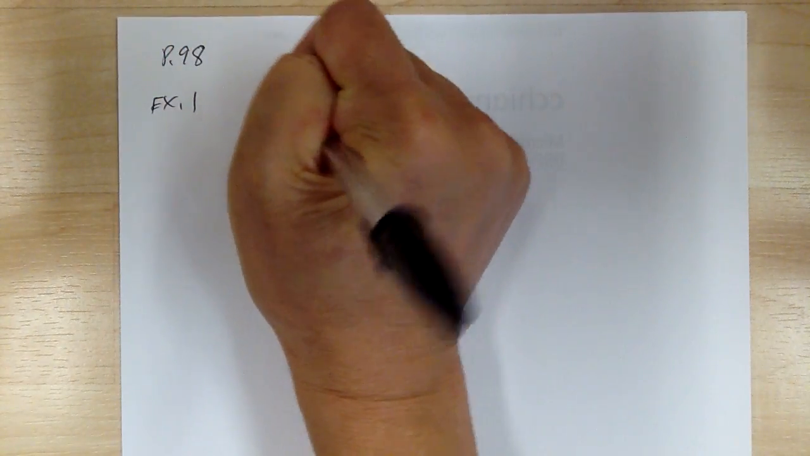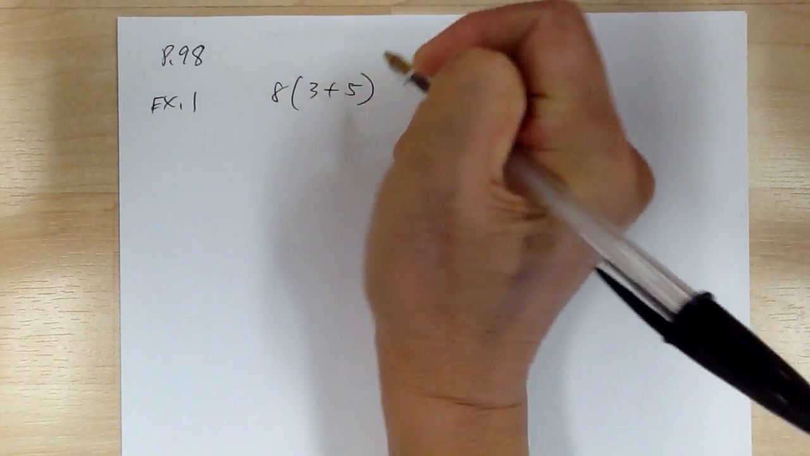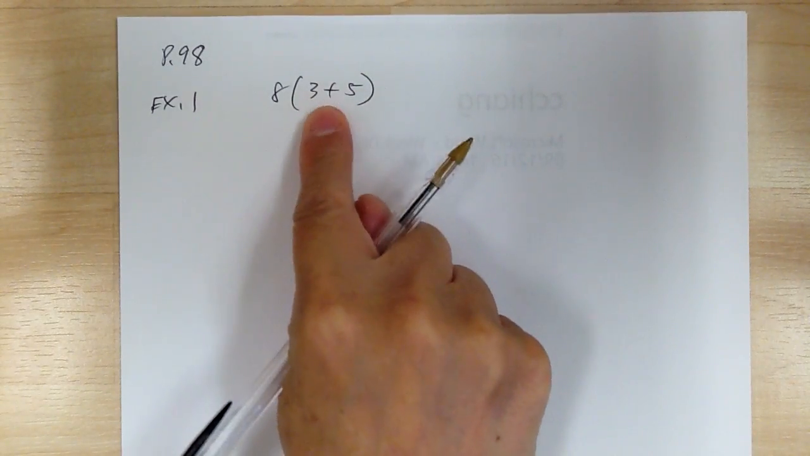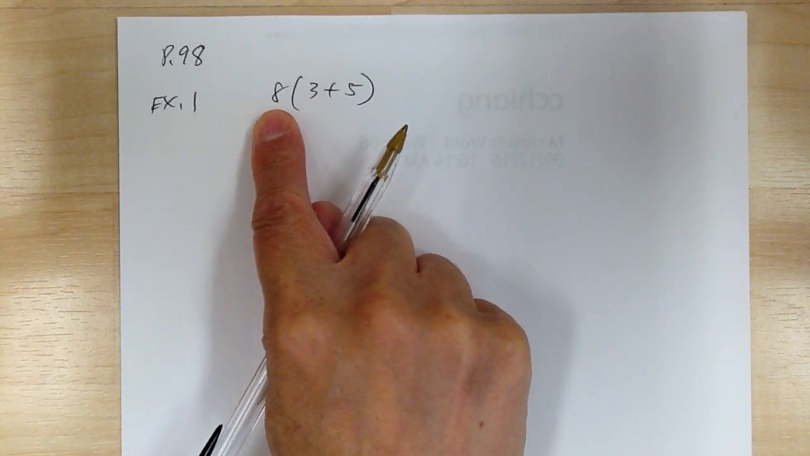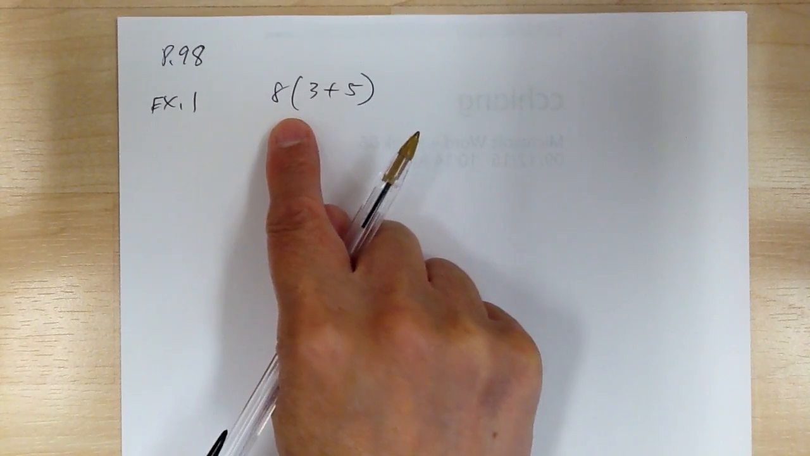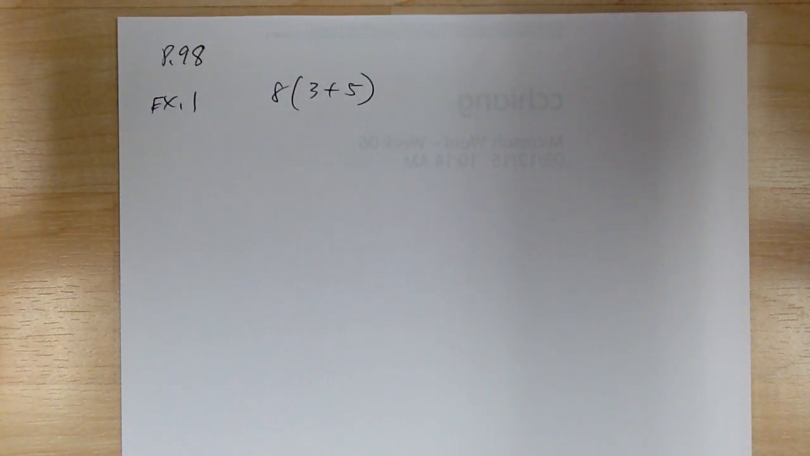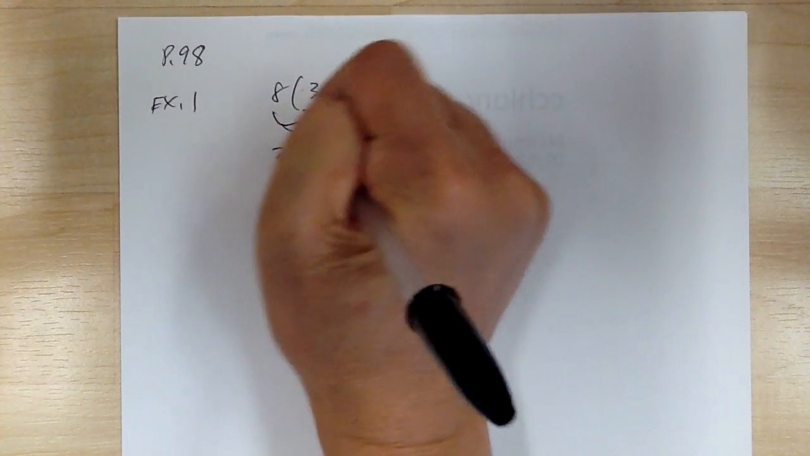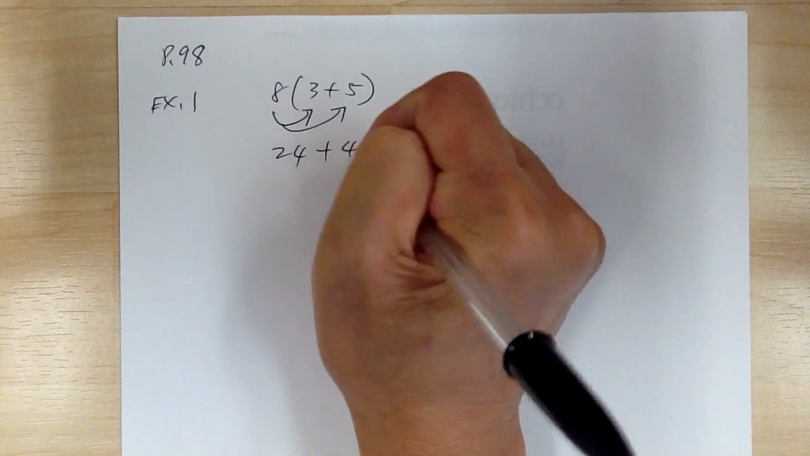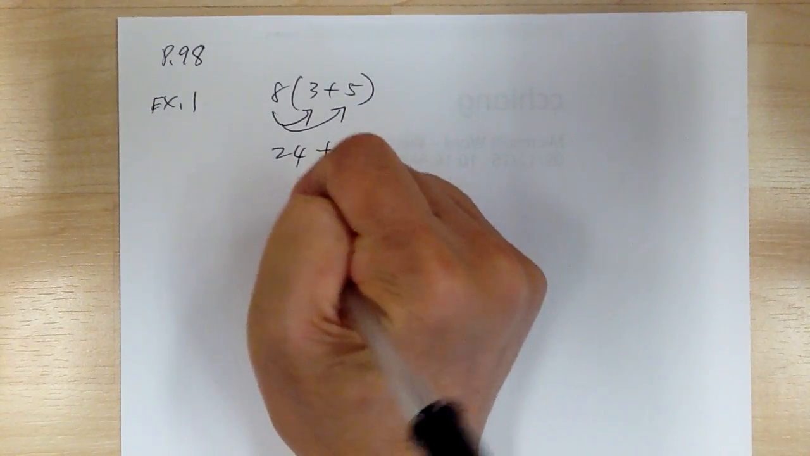So you have 8 times (3 plus 5). In this case, normally you will add this first, right? 3 plus 5 will give you 8, and 8 times 8 will give you 64. Okay. But in this case, you also can use the distributive property. You can distribute, so it'll be 24, and multiply, you get 40, and so when you add, you get 64.